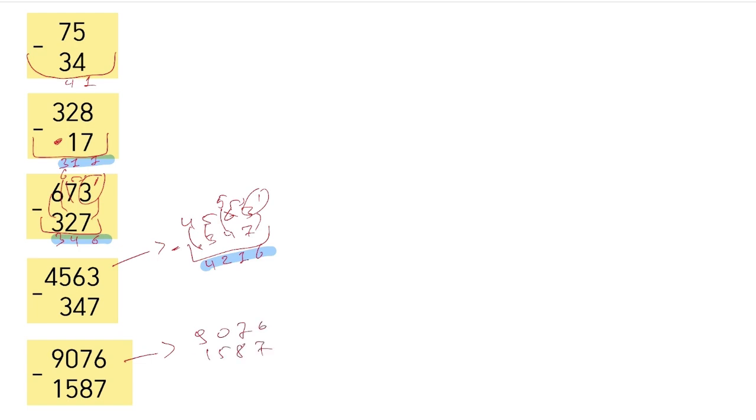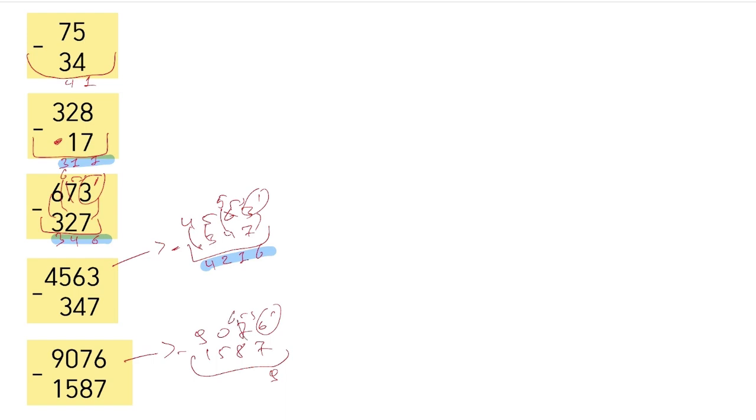90761587. Here's the minus symbol. I can't take 7 from the 6, so tens place will give 1 tenth to the units place. It will be 16. 16 minus 7 is 9. Because I took 1 tenth from the 7, it will be 6.